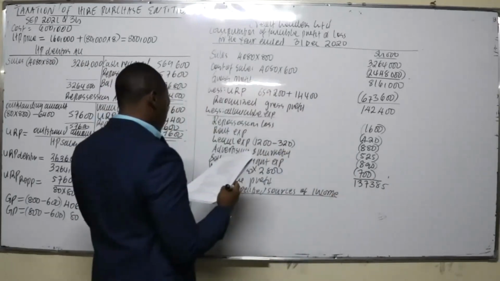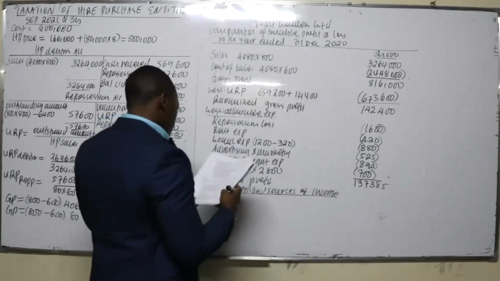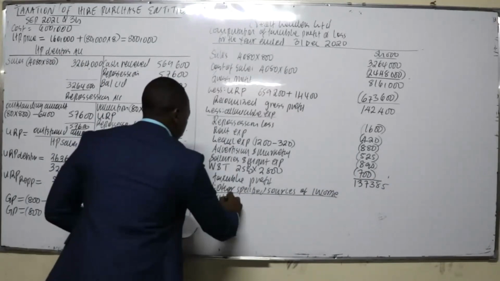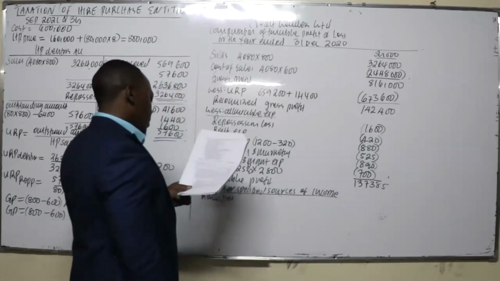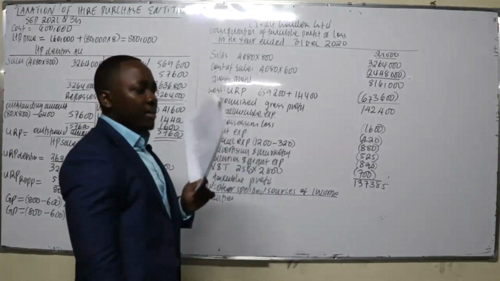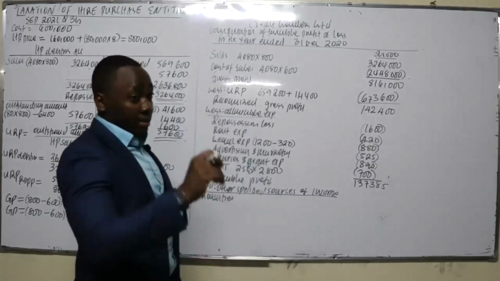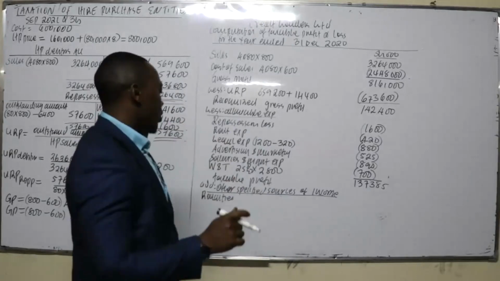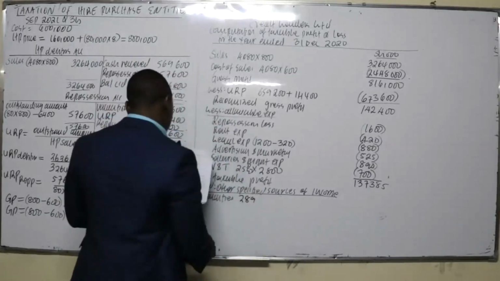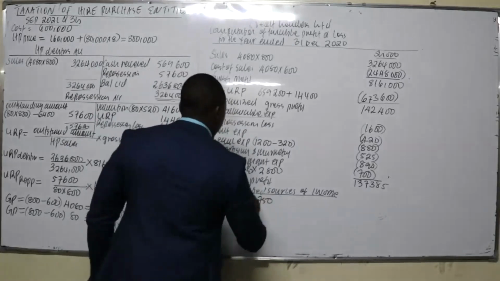Note number 6. Other income includes royalty. Royalty of 289,750 net of withholding tax. We don't tax net income. We tax the gross. So it will be 289,750. This is what it means.